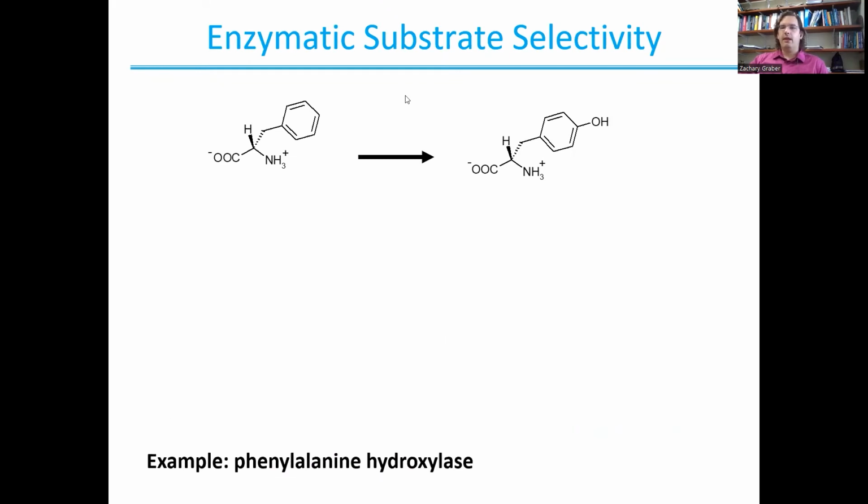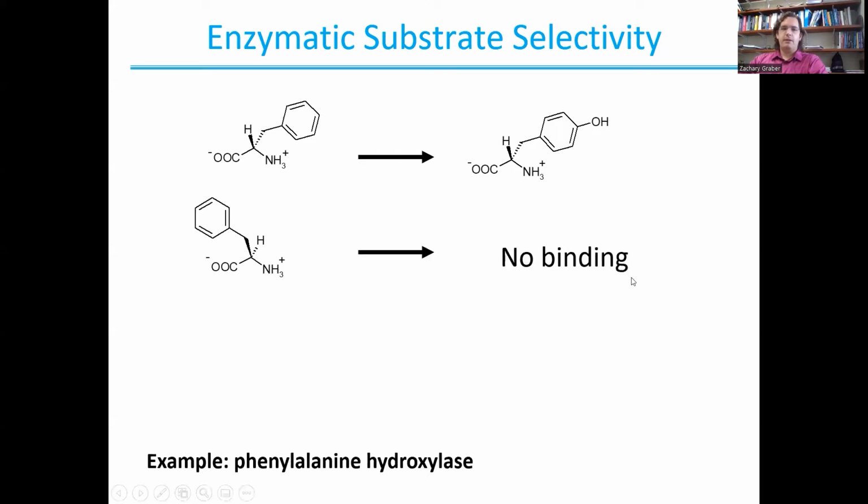Going back to the specificity of our enzyme reactions, it's also very important that our enzymes are highly selective in terms of what substrates they bind, right? So we don't just need to control what reaction happens, but we also need to be very selective about what molecule uses that reaction, right? So there are a lot of different molecules in our body, and some of them will look very similar. So an example here is our phenylalanine hydroxylase. It catalyzes this reaction of phenylalanine, shown here on the left, to our tyrosine, shown here on the right.